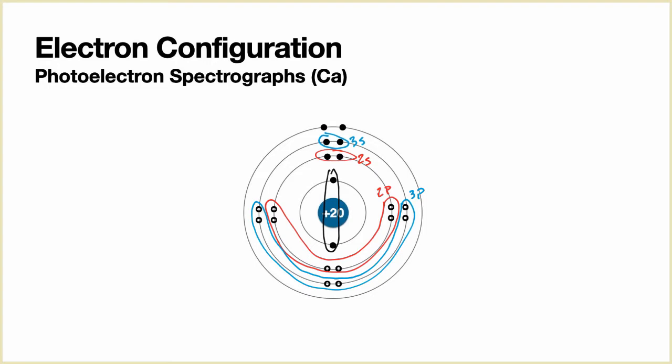And with calcium, we get to the fourth energy level, and those will represent the fourth energy level, S. So every energy level has an S sublevel. Every energy level starting with the second energy level has a P sublevel.